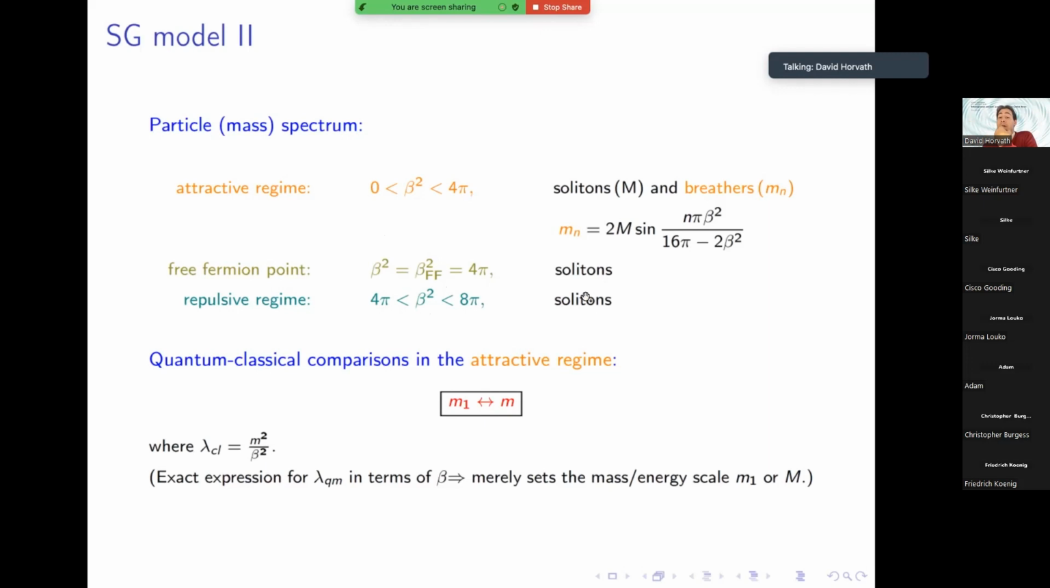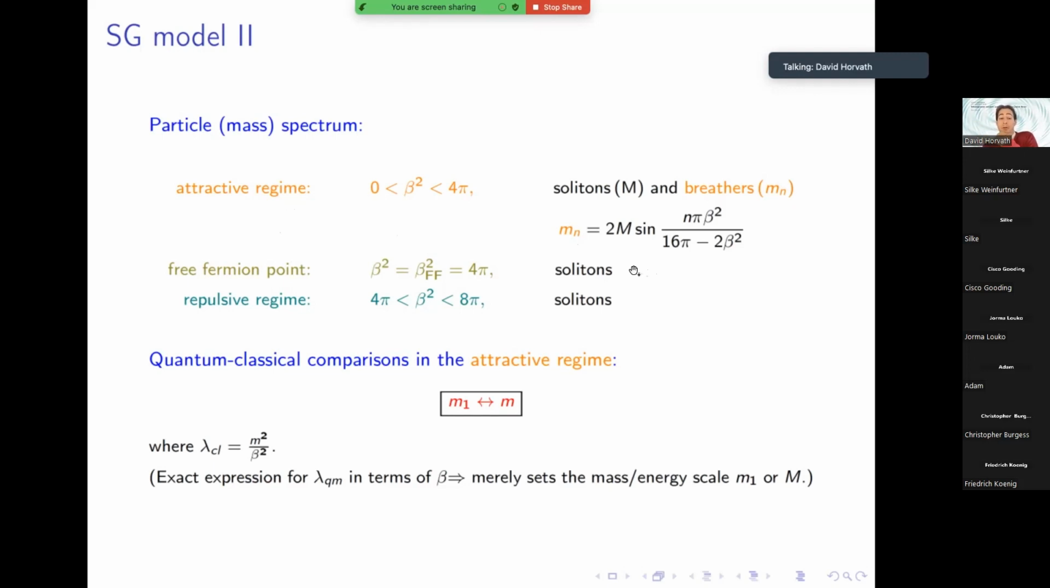The solitons, the solitonic excitations, are always there, irrespective of what regime we are in. But the breather excitations exist only in the attractive regime of the model. Their mass is quantized, it's quantum theory. But also the number of different breather species depends on this interaction strength, this beta parameter. So that's what you have to know about the particle spectrum, the particle content of this theory.